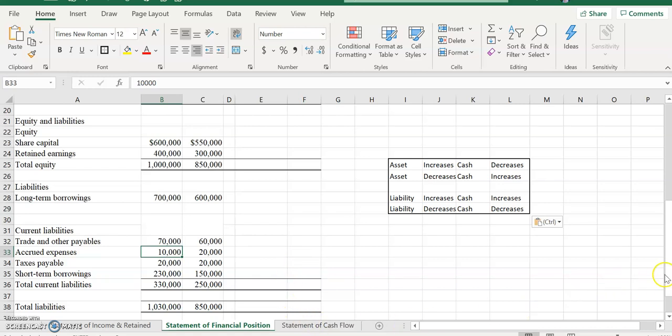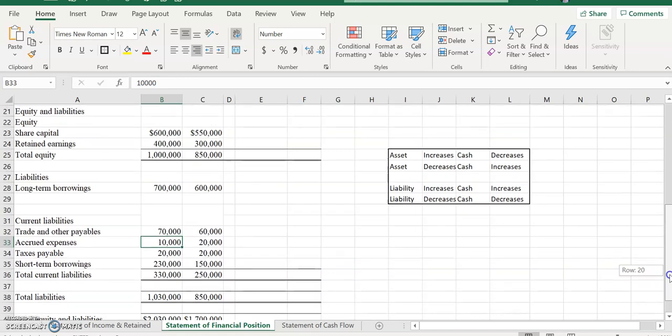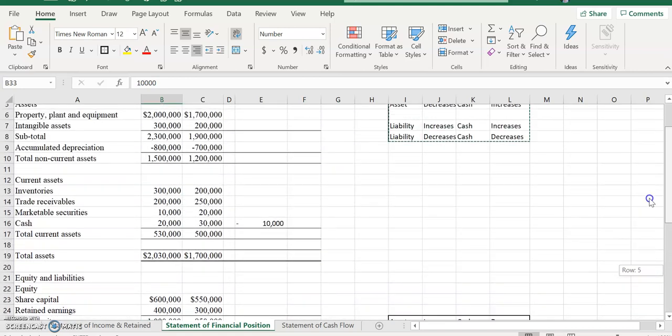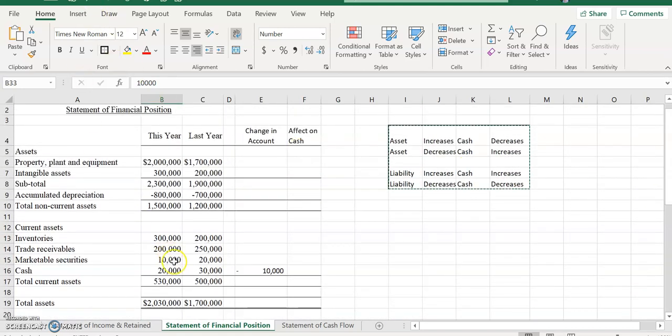Okay, so that, in a nutshell, is what we're going to be looking at, okay? What's going on, and what we're reconciling to is cash. We know what our cash was at the beginning of this year, which is the same as the end of last year, and we know what our cash is at the end of this year. So it went from 30,000 down to 20,000. Our cash went down by $10,000. This is what we're trying to reconcile, okay?